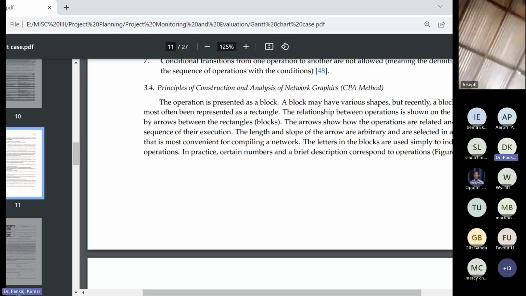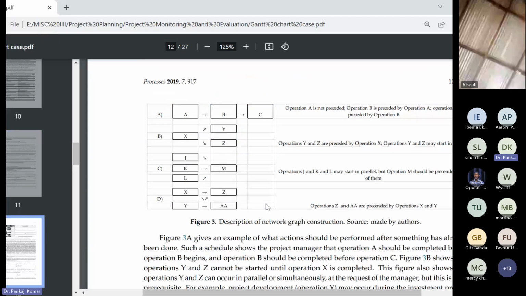Now we will discuss critical path analysis, the CPA method, which is a project management technique used to plan and manage complex projects by determining the minimum amount of time required to complete a project. We can begin by identifying all the tasks and activities required to complete the project.